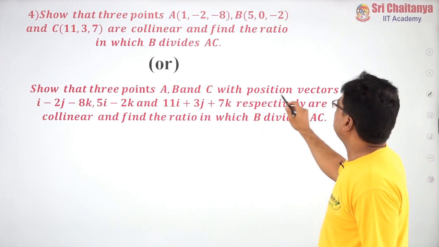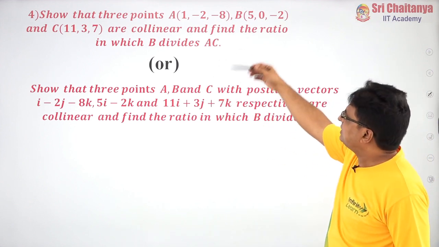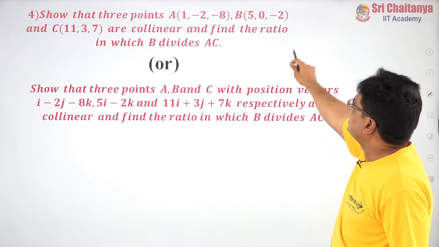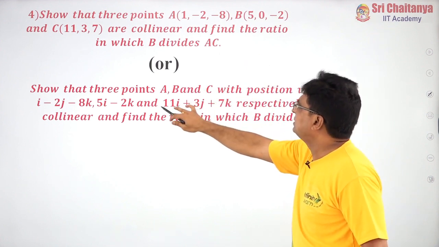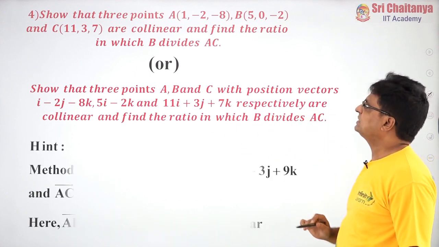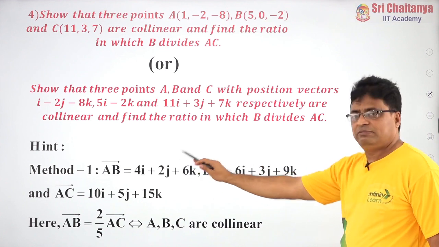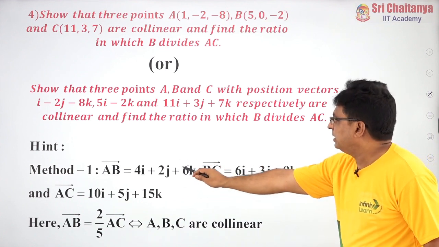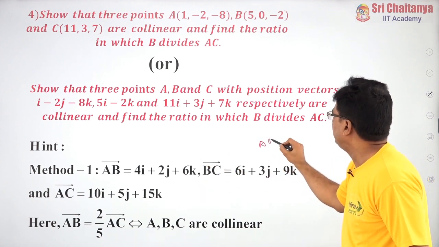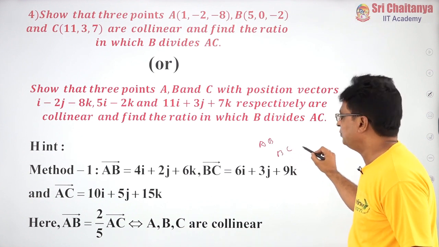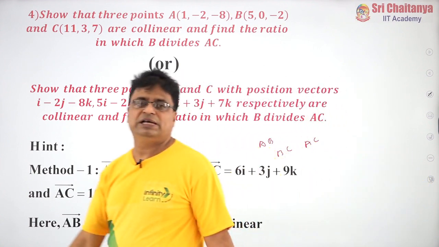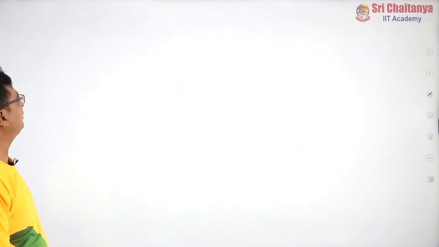Show the 3 points A, B, C with the position vectors. Please try to understand the difference between these two. Both are the same. In the above question I gave the 3 points, whereas the same question in another language gives the 3 points with position vectors, respectively collinear, and you have to find that B divides AC. So here I found method number 1. I got AB, BC, CA: you find the magnitude of AB bar, BC bar, and AC bar, and you will find that AB equals 2 by 5 AC. Therefore the points are collinear. This is method number 1.